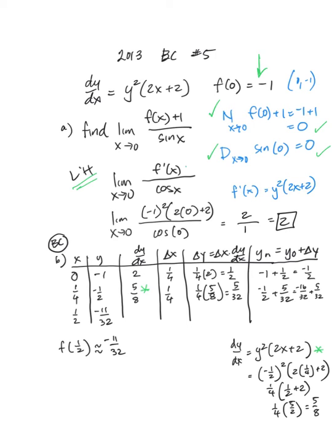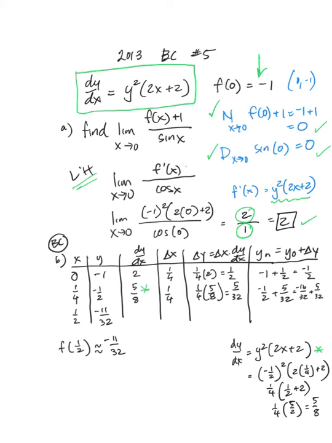I already know what f prime is. F prime is our differential equation, y squared times 2x plus 2. Plugging in our initial point, (0, -1), into my f prime gives us a value of 2 divided by the cosine of 0, which is 1, so I get a positive 2.